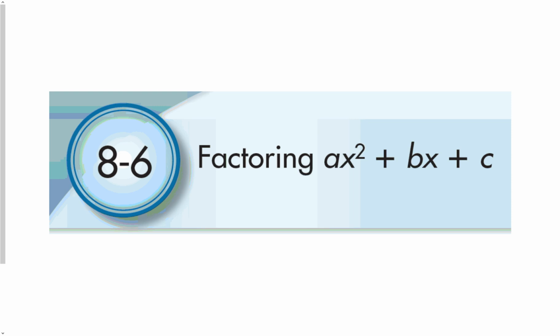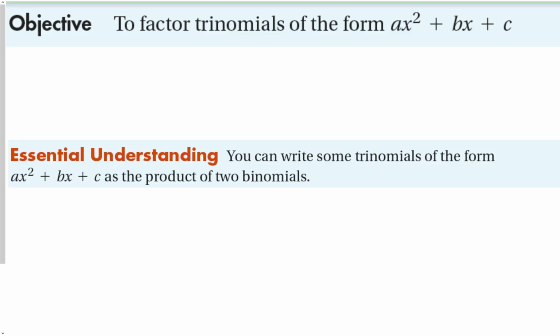8-6, factoring ax squared plus bx plus c. So our objective for this section is to factor trinomials of the form ax squared plus bx plus c. This is going to differ from the factoring we did last time because now there's going to be a number in front of the lead term, in front of x squared.